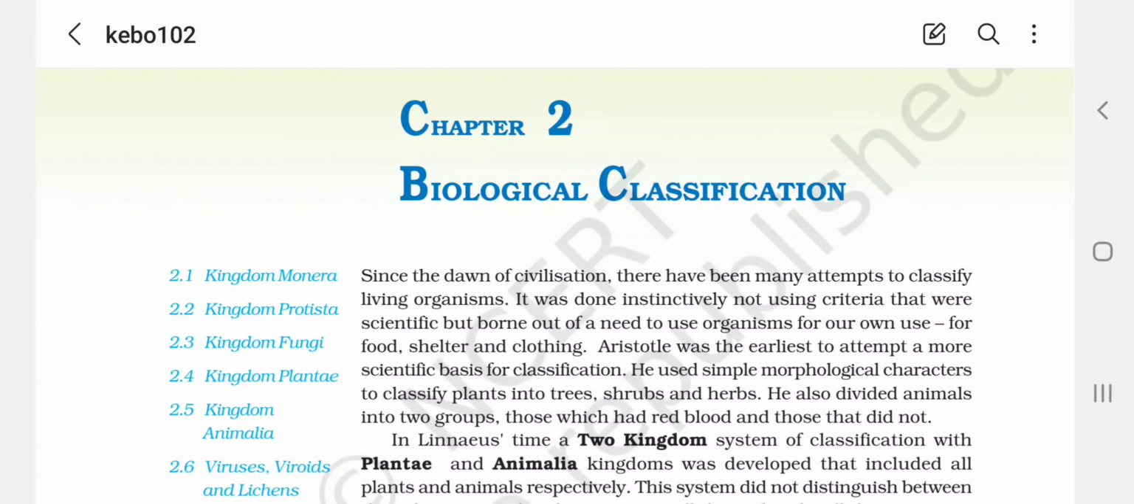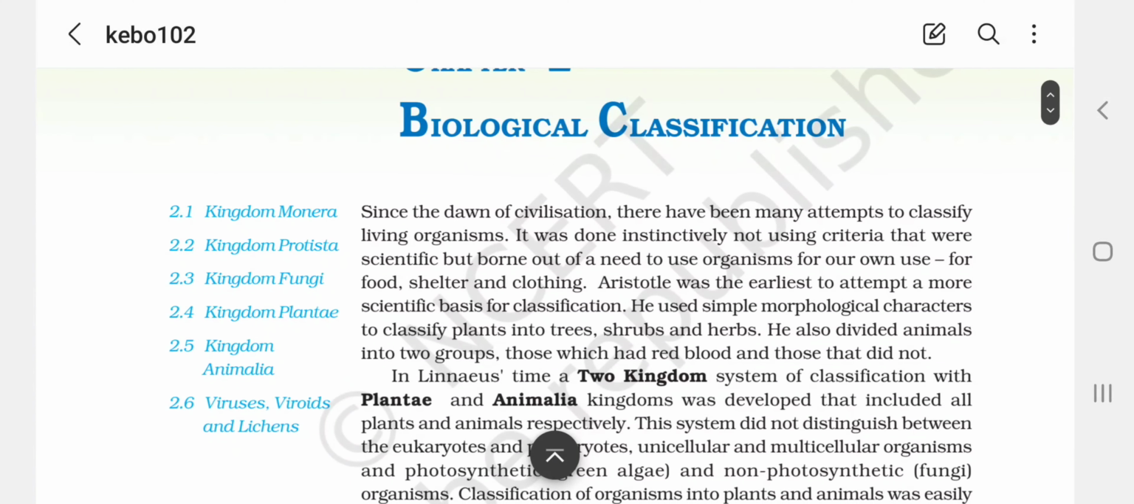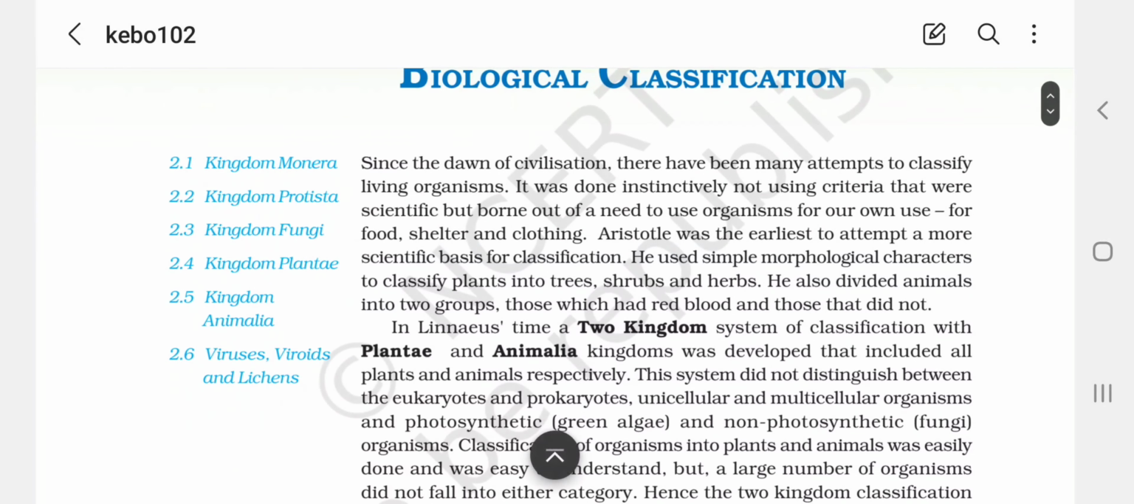Class 11th NCERT Biology. Chapter 2: Biological Classification. Contents: 2.1 Kingdom Monera, 2.2 Kingdom Protista, 2.3 Kingdom Fungi, 2.4 Kingdom Plantae, 2.5 Kingdom Animalia, 2.6 Viruses, Viroids, and Lichens.